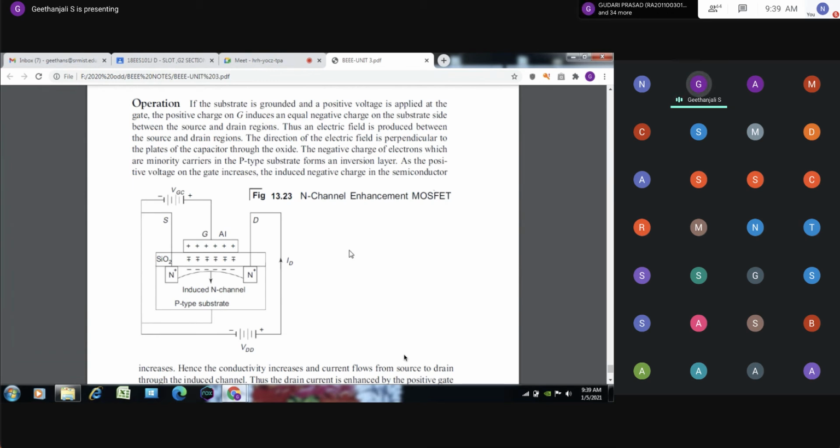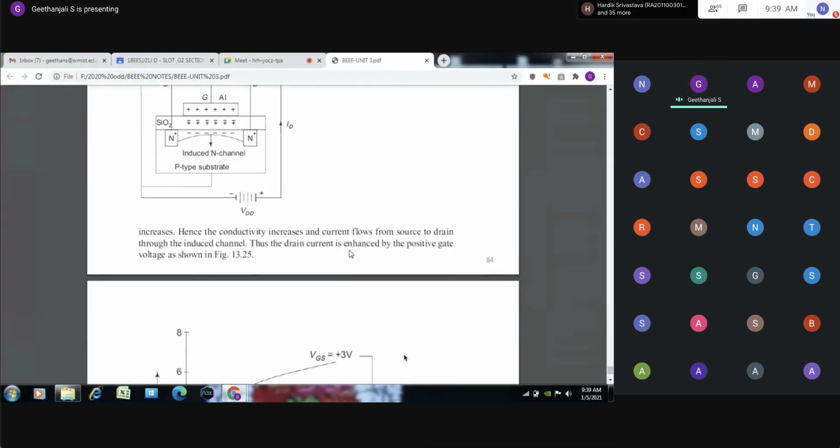As the positive voltage on the gate increases, the induced negative charge in the semiconductor increases. Hence the conductivity increases and current flows from the source to the drain through the induced channel. So there will be a channel between the source and drain. Thus the drain current is enhanced by the positive gate voltage, as shown in the figure.